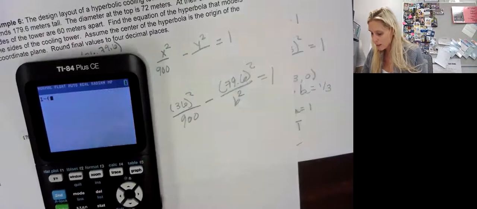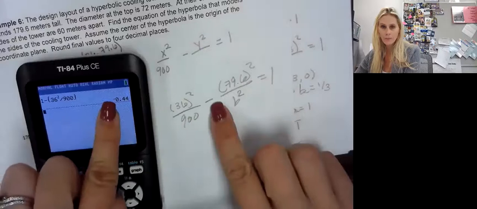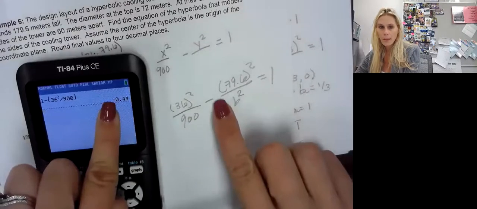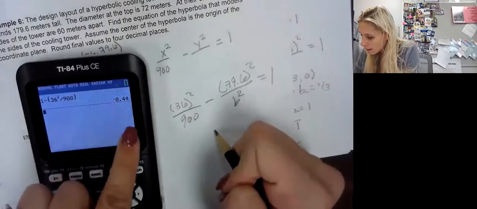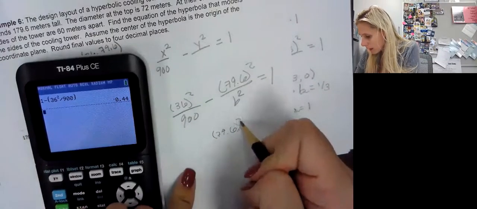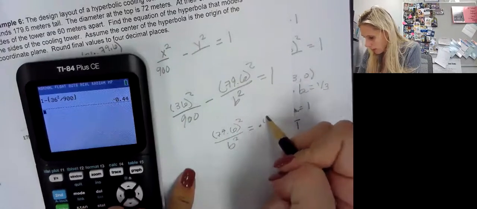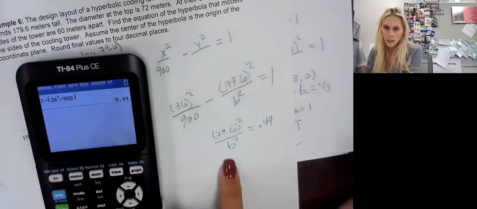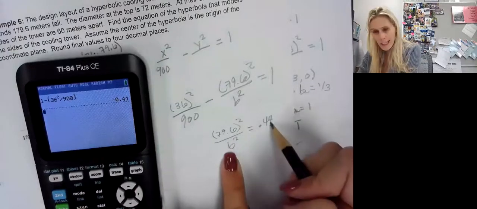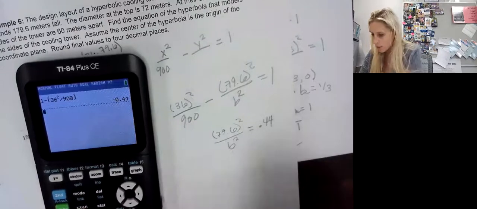We've got 36 squared divided by 900. Now, don't worry, because if they're both negative here, they cancel. So what happens is I would have 79.6 squared over b squared equals 0.44. How do you solve this? Multiply both sides by b squared, divide by 0.44, square root.